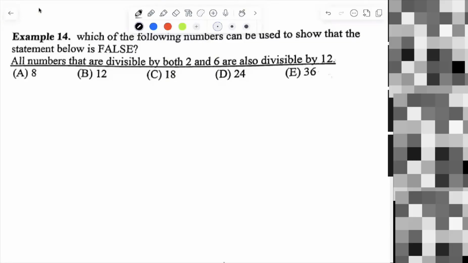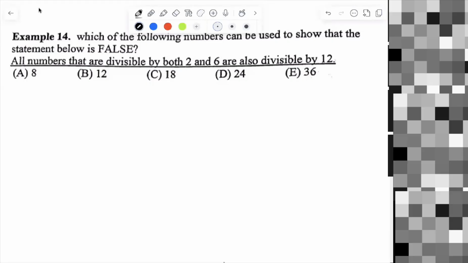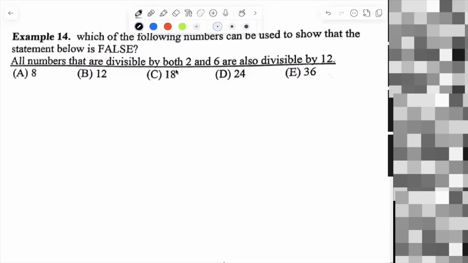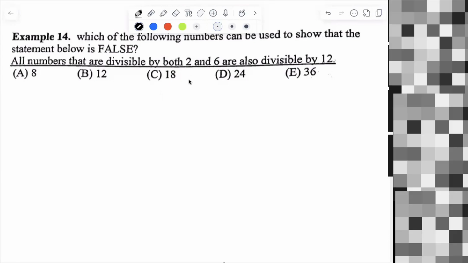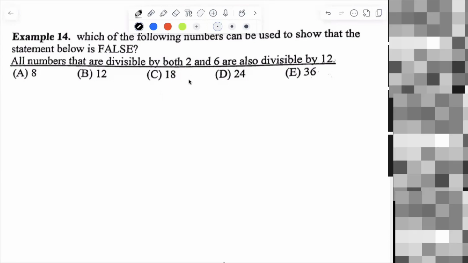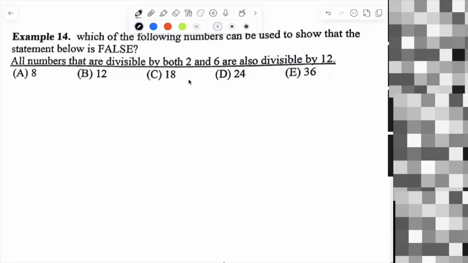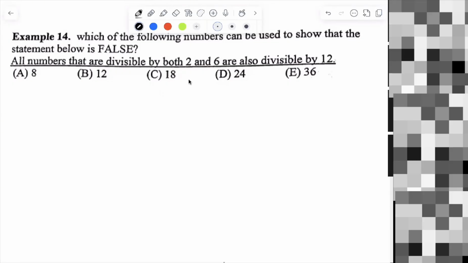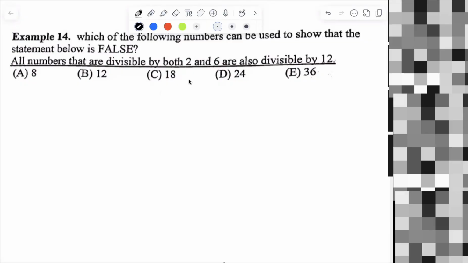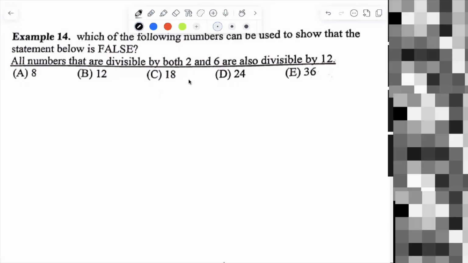Alright, let's start with example 14. Which of the following numbers can be used to show the statement below is false? All numbers that are divisible by both 2 and 6 are also divisible by 12. Well, we can have a number that's divisible by 6, but not divisible by 12. We can notice that since 2 divides into 6, or 6 is divisible by 2.